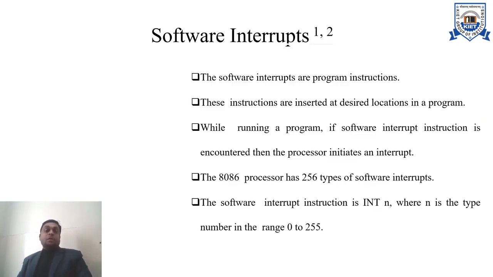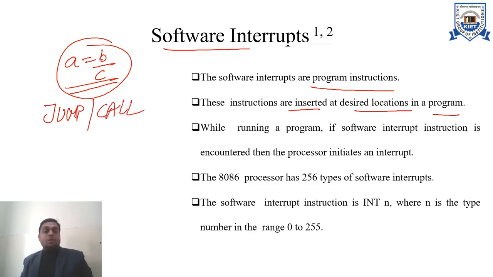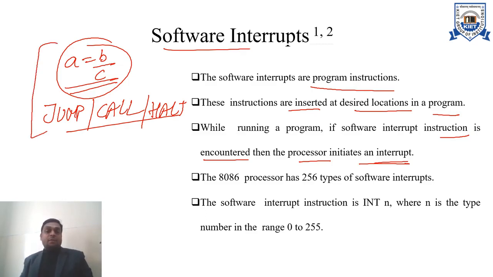Next are software interrupts. These are the interrupts which are generated by any program instruction, like we have just discussed A equals B upon C. Such a scenario causes software interrupts. These instructions are inserted at desired locations in the program. We can also discuss jump, call, halt. These are also software interrupts. While running a program, if a software interrupt instruction is encountered, then the processor initiates an interrupt by its own. It means we have special kinds of instructions that act as interrupts to the processor.